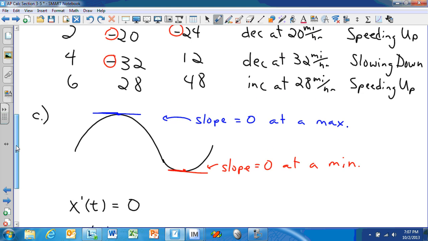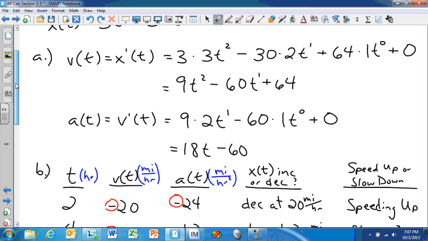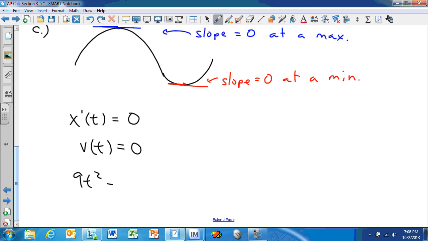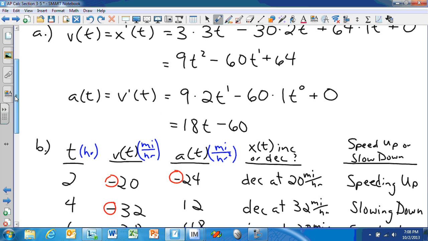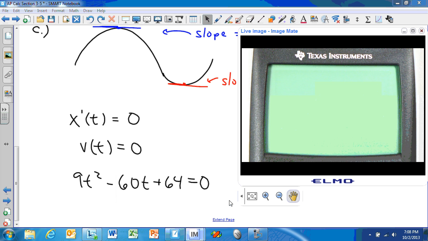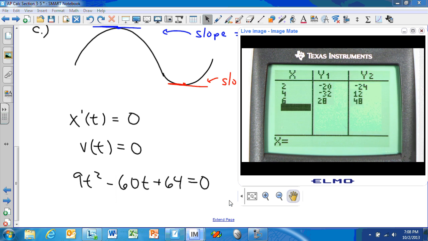So let's take our velocity function that we calculated up here, which was 9t squared minus 60t plus 64. We want to set that equal to 0. Now you can find that solution many different ways. I'm going to go to the graph to find out where that velocity function hits 0. It's a quadratic function. We have a quadratic formula. You could use that to help you find those zeros as well. But I'm going to use the calculator to help me do this. And again, this is your work, just saying that you're going to set that equal to 0. And by all means, you can use your calculator to help you solve that equation.